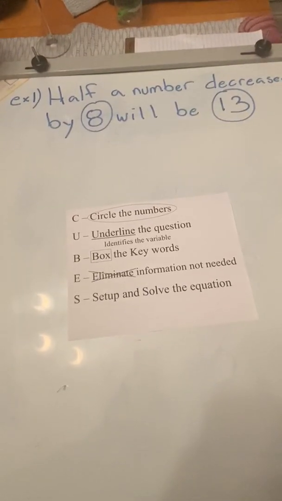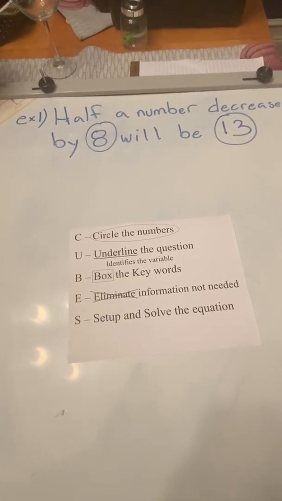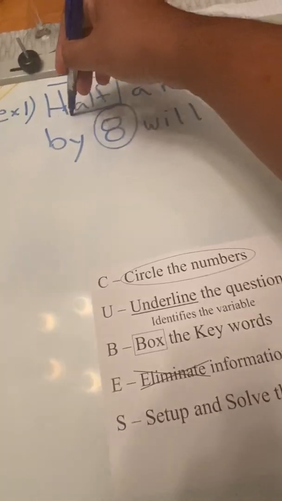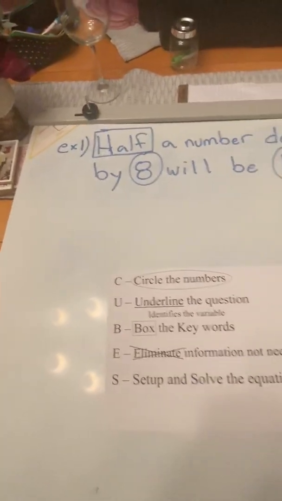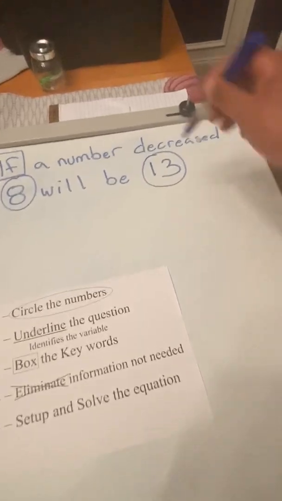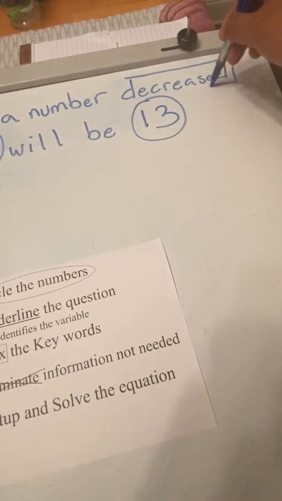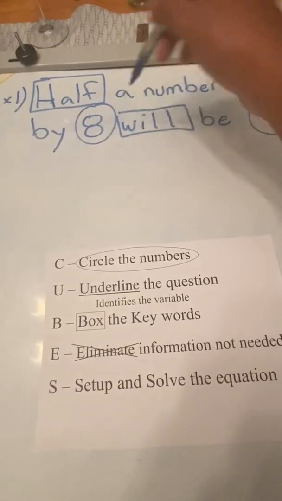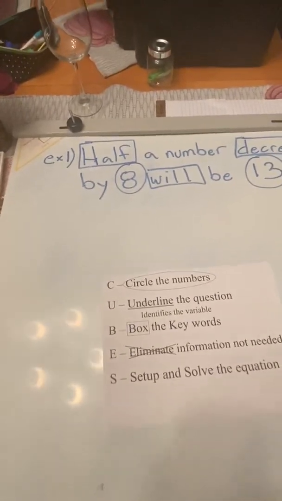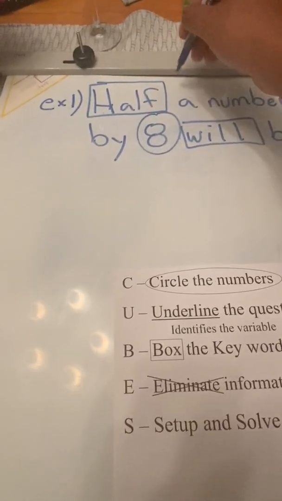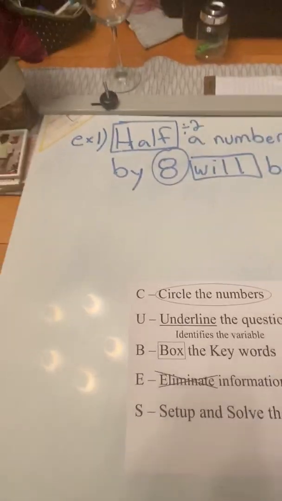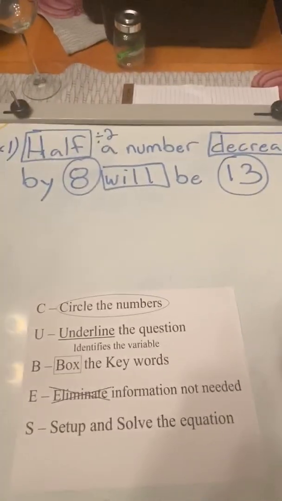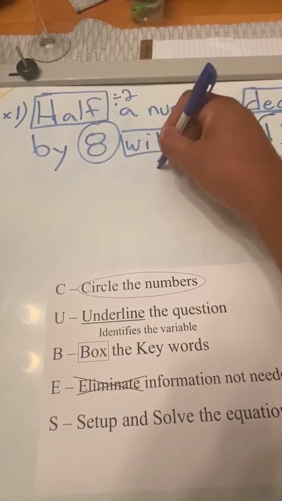B, box the keywords. What are some keywords we see? Half. We should know from earlier lessons what half is. What else? Oh, decreased. From earlier lessons, we ought to know what decreased is. And will be, or just the word will. So what is half? Half means divide by 2. Decreased means minus, and will or will be means equal.